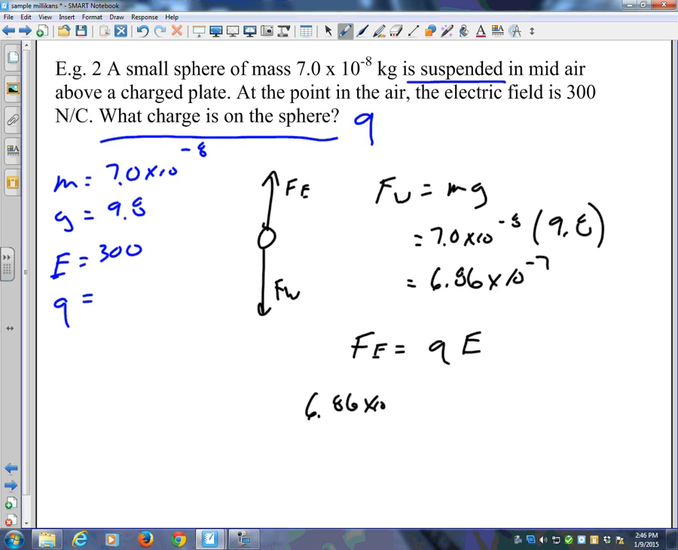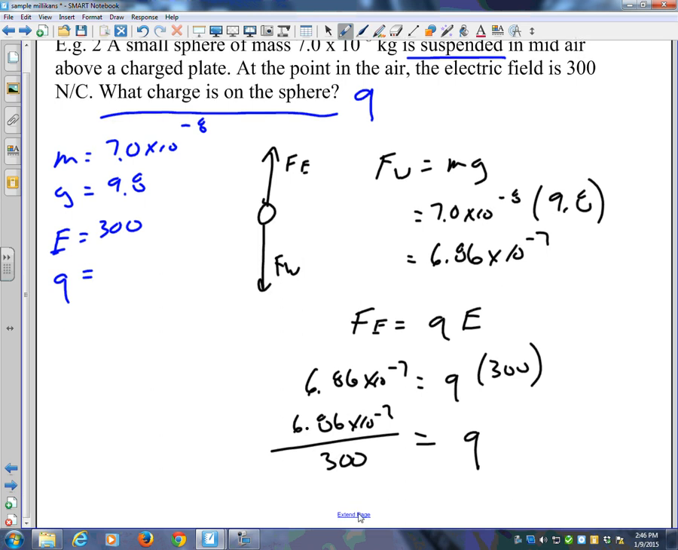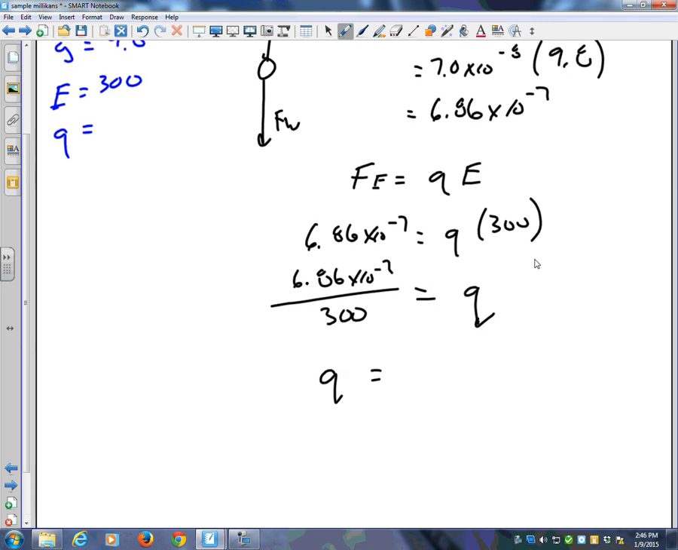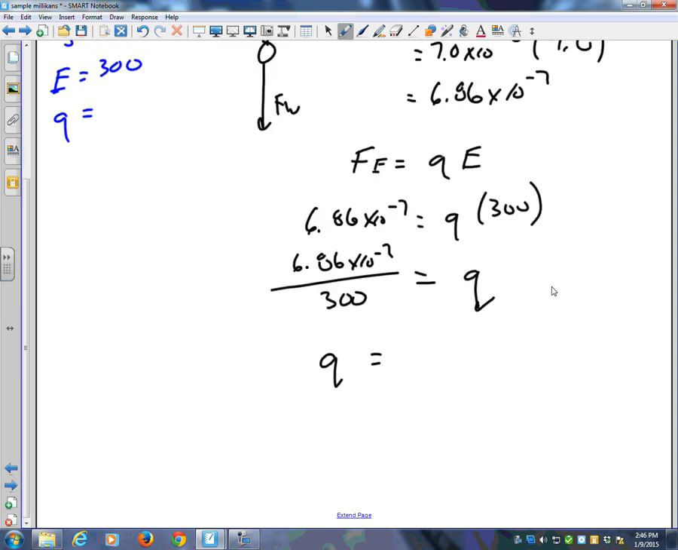6.86 times 10 to the minus 7. We're solving for Q, and the E value is 300. So Q is equal to 6.86 times 10 to the minus 7, and I have to divide by 300, because the E is the 300 here, right? You're dividing both sides by 300. 2.29 times 10 to the minus 9.